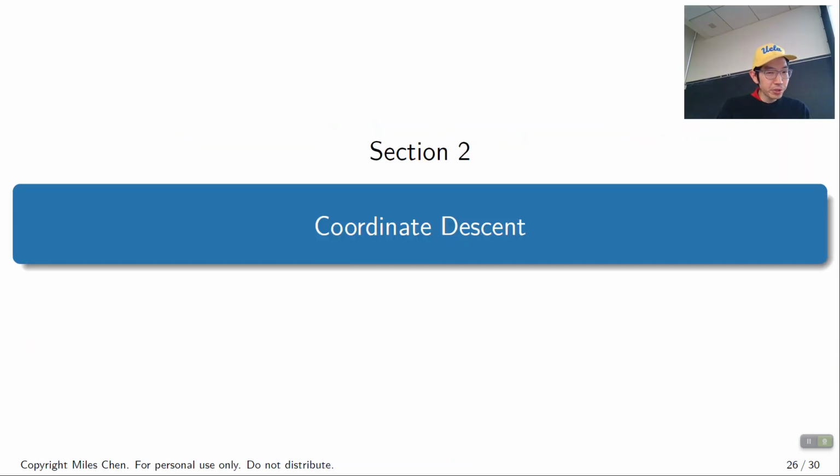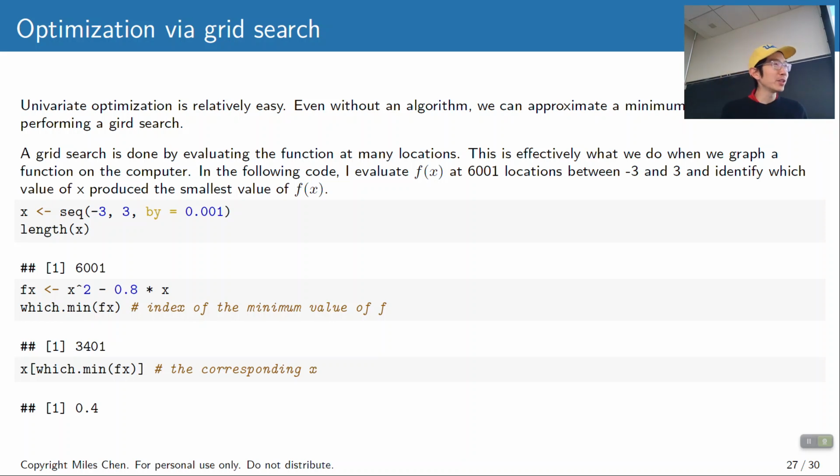And now I want to show you coordinate descent. So everything we've seen so far has been for one-dimensional functions, unidimensional functions. And to be honest, except in the most extreme cases of functions, it's pretty easy to find a minimum for a unidimensional function. We can do something called the grid search, which is the most rudimentary way to find a minimum.